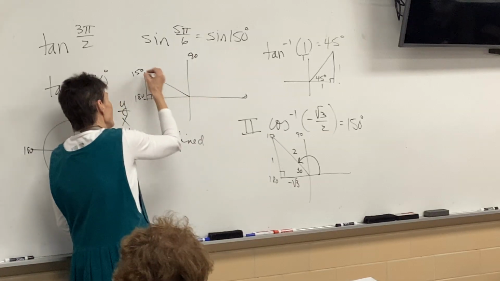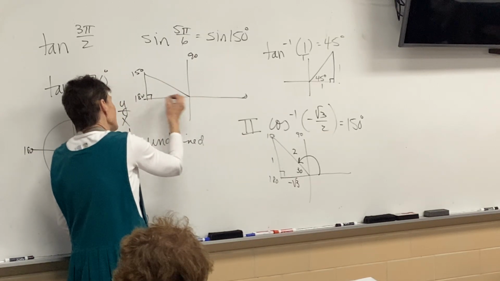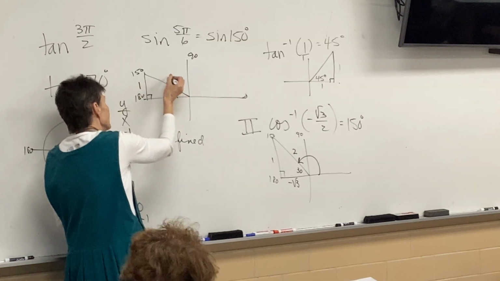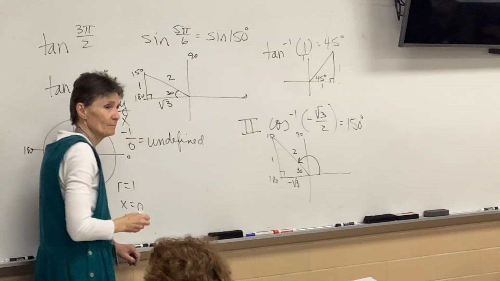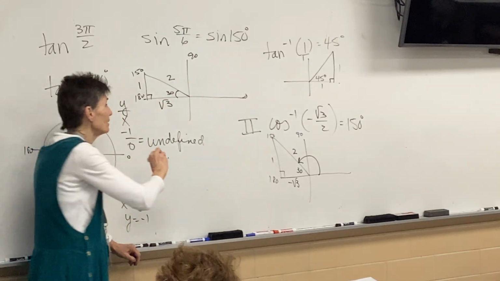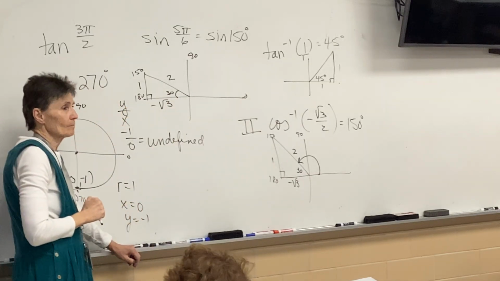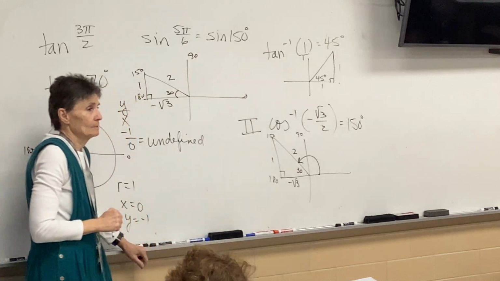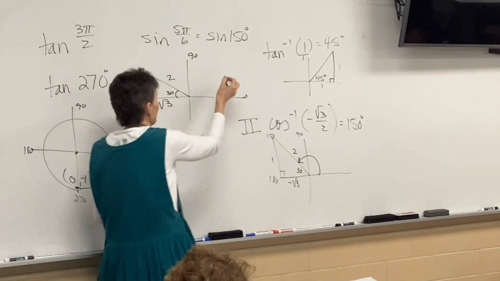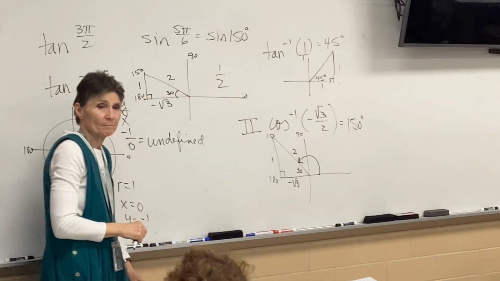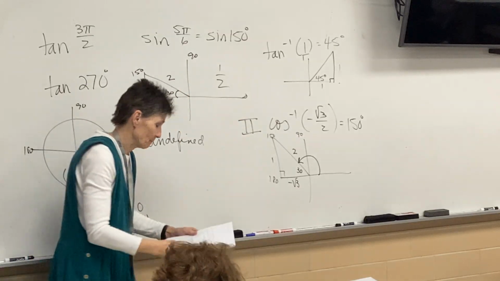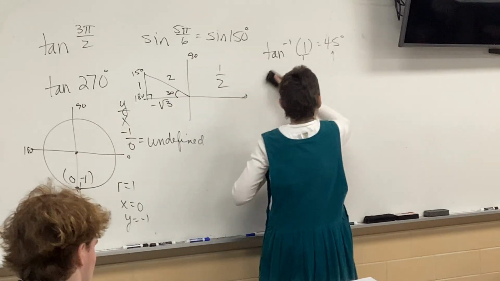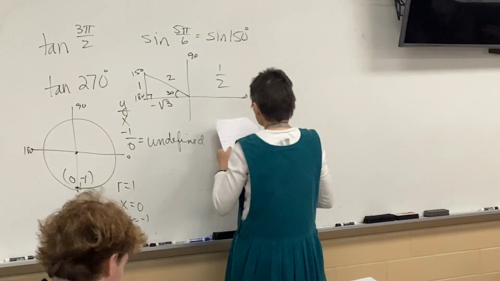If this is 150 and this is 180, how big is this? 30. So this is 1, 2, √3. Negative √3. I want the sine. Opposite over hypotenuse. Did you get 1/2? If you did, you are right.